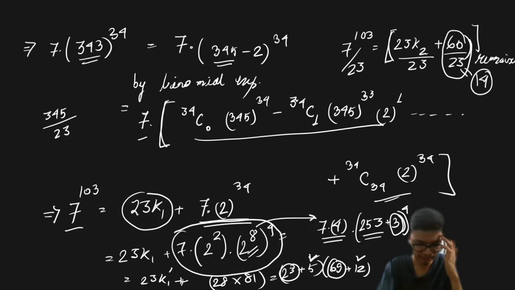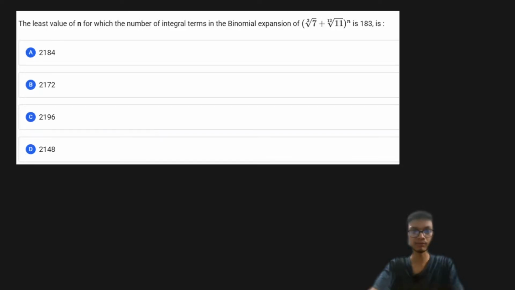So let us proceed with the next problem. The next problem we have with us is again a problem where we have to binomially expand a particular number such that the number of integral terms in the binomial expansion is 183, right? So it's a very similar problem, where we're counting the number of integral terms, right? This is also very important and interesting. This is based on the concept of general term, right?